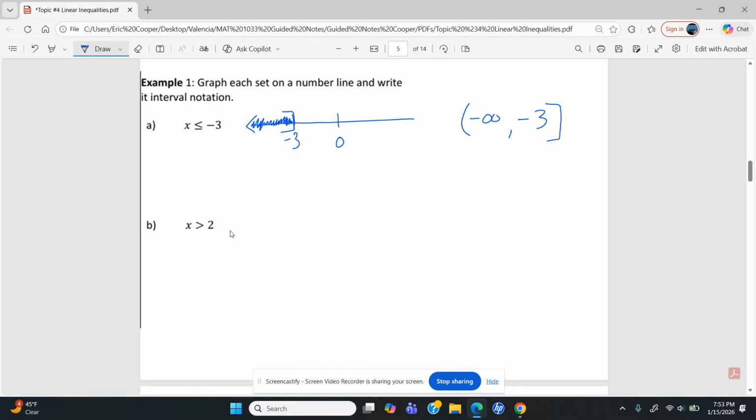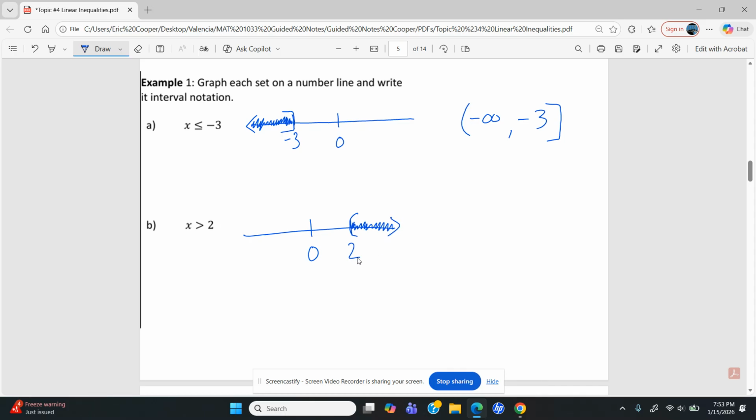For my second one, I have x is greater than 2. Again, I'll put 0 here, and I know 2 is on the other side of 0, to the right, because 2 is bigger than 0. This time, it does not equal 2, so I'm going to put a parenthesis. I want all the values that are bigger than 2, which means I have to go forever to the right. So I will shade my graph to the right.